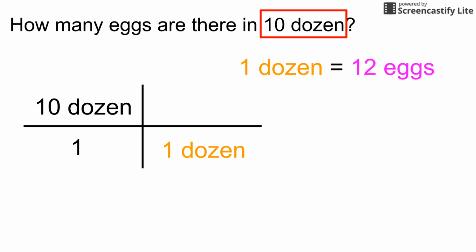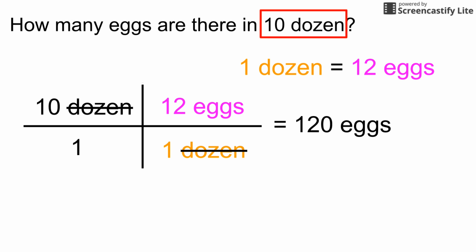All right. So then 1 dozen on the bottom and you need to put the equivalent on top, which 1 dozen equals 12 eggs as you see. And then check your units, make sure they cancel. We want those to cancel. That's good. And so then 10 times 12 is 120, and then you retain eggs as your unit.